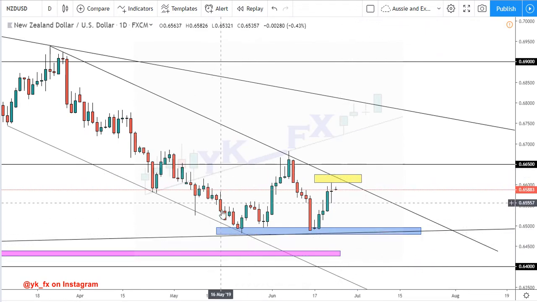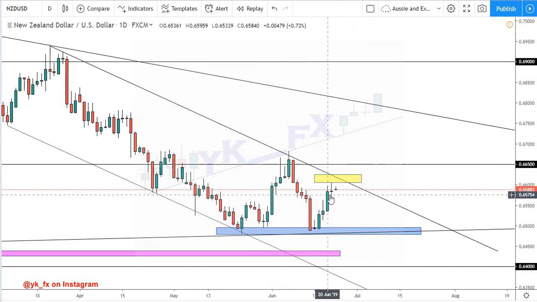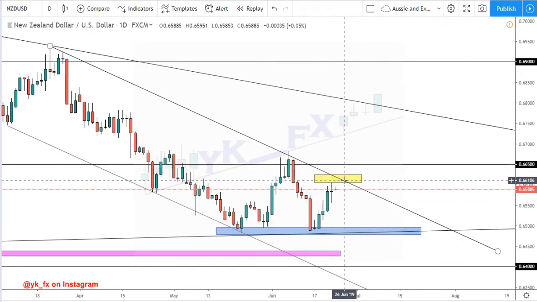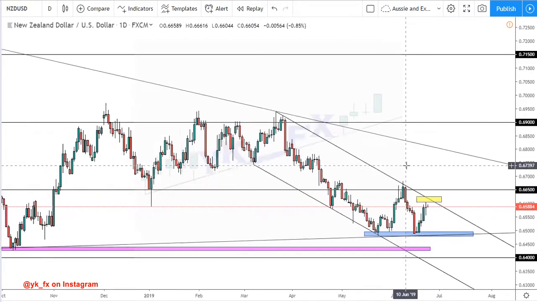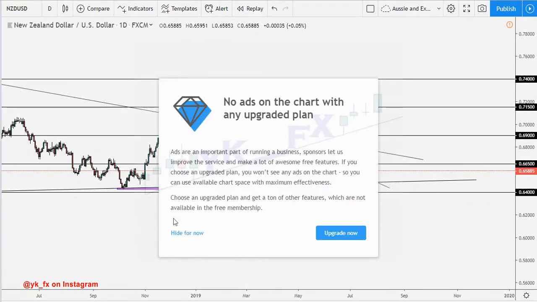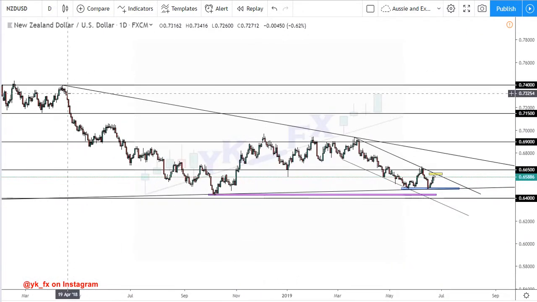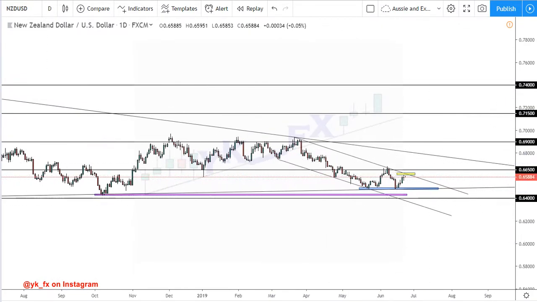If, however, this double bottom is a valid reversal, if we break above, then I would expect maybe a push up to 0.6650. But we do need a retest, and on that retest, I would look at taking longs. In terms of targets, I'd probably take it up to this long-term trend line, because we've had one touch, two touch, and coming in for a third touch would be really nice.